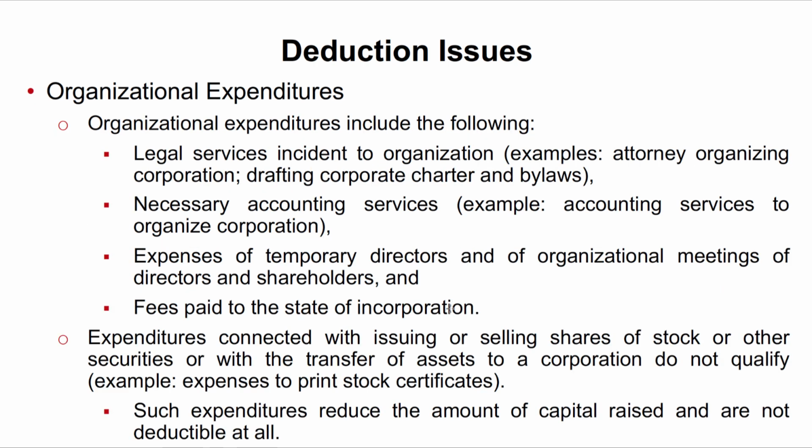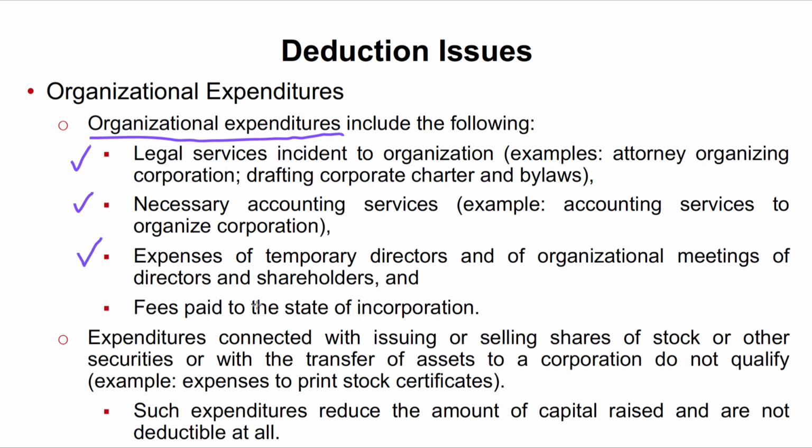So what things qualify as organizational expenditures? What types of things qualify? Let's talk about that. Very important. So legal services, incident to organization, big one here. So some examples: attorney organizing corporation or drafting corporate charter and bylaws. Necessary accounting services, another very common one. Accounting services to organize corporation. Maybe you're setting up the books. Another, expenses of temporary directors and of organizational meetings of directors and shareholders.